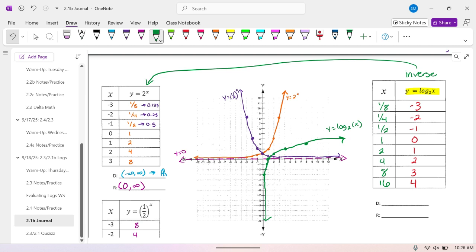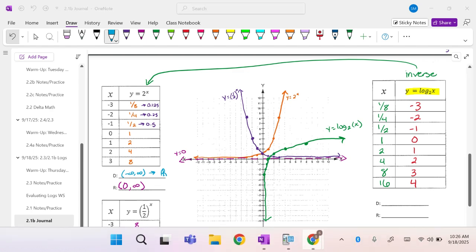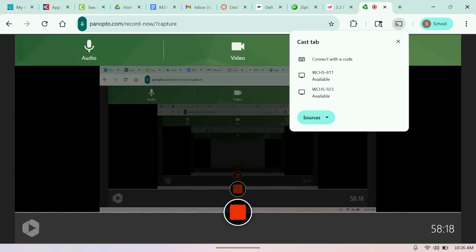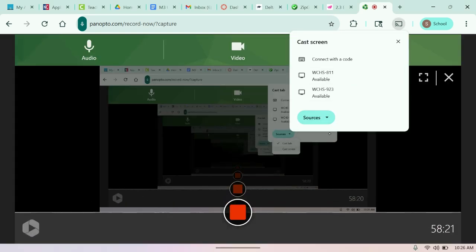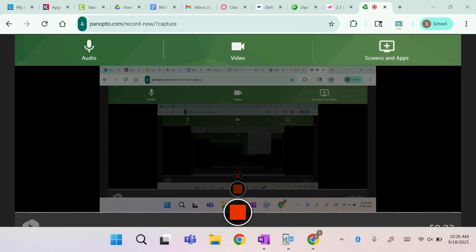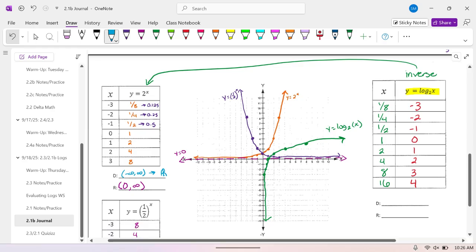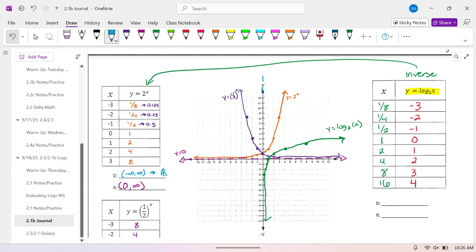Now remember, it has that vertical asymptote at the y-axis. That's not always true for every logarithm, but in this case, it is. So this is x equals 0. That's our vertical asymptote.